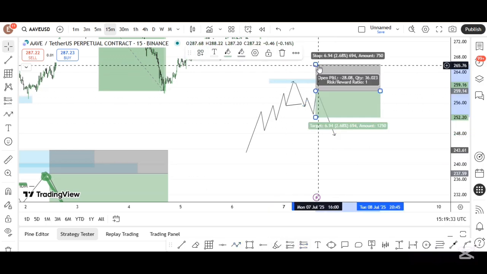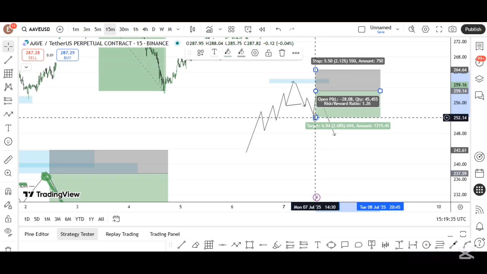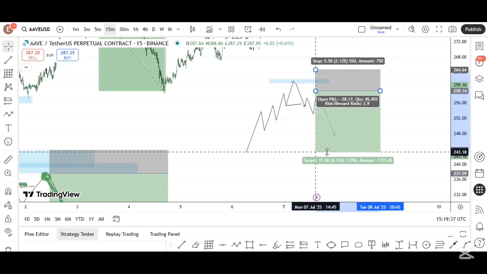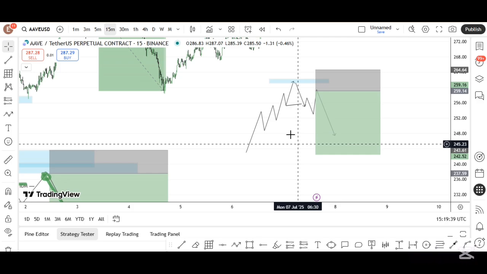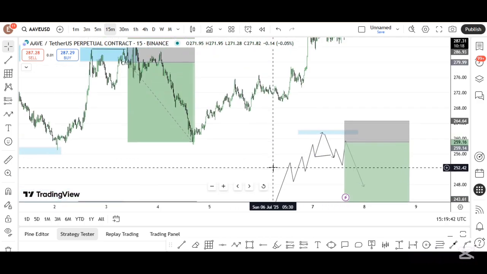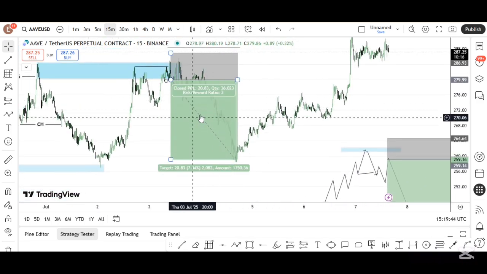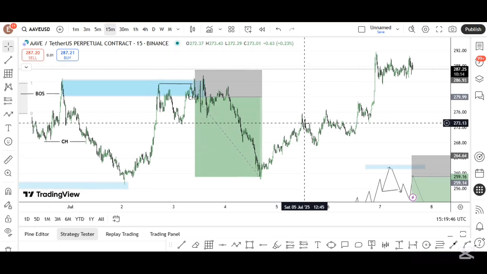So you set the order block and your stop loss just above this, and your take profit 1:2, 1:3 is also a good risk to reward. So this was how I was able to catch this move right here on AAVEUSDT.